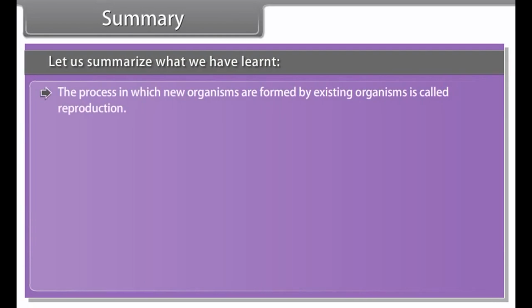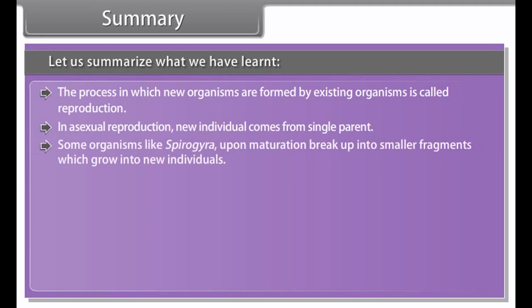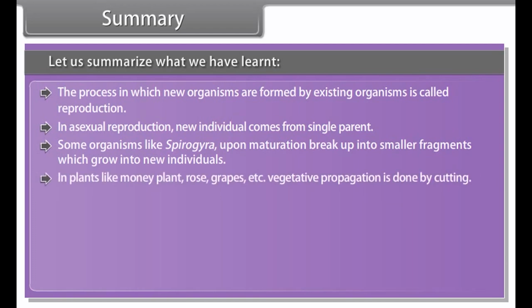The process in which new organisms are formed by existing organisms is called reproduction. In asexual reproduction, a new individual comes from a single parent. Some organisms like Spirogyra, upon maturation, break up into smaller fragments which grow into new individuals. In plants like money plant, rose, grapes, etc., vegetative propagation is done by cutting.